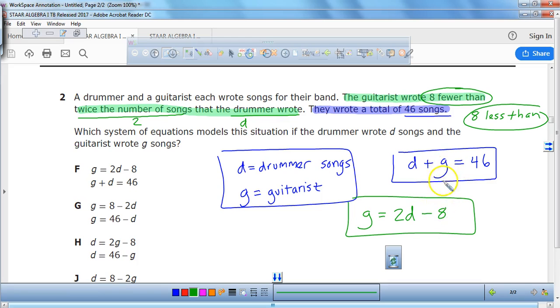So now that we have our 2 equations, okay, let's go over here and see if anything works. Nope, that's not it. Nope, that's not. Oh, wait a minute. Look right here. G equals 2D minus 8. That is one of them.